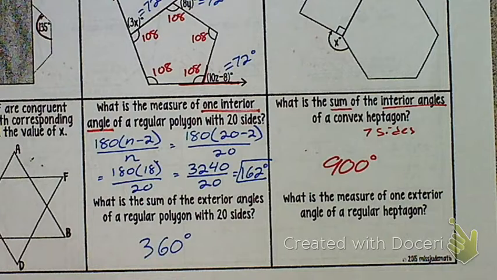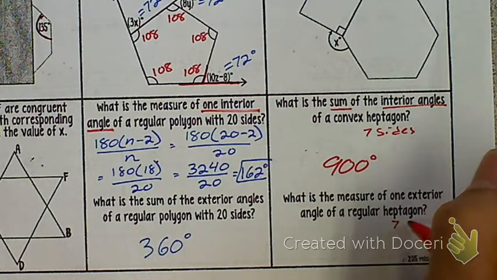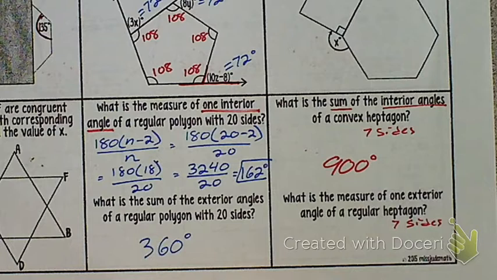And lastly, what is the measure of one exterior angle of a regular heptagon? 51.4. Heptagon is how many sides? 7. Of one exterior is how much? 51.4.